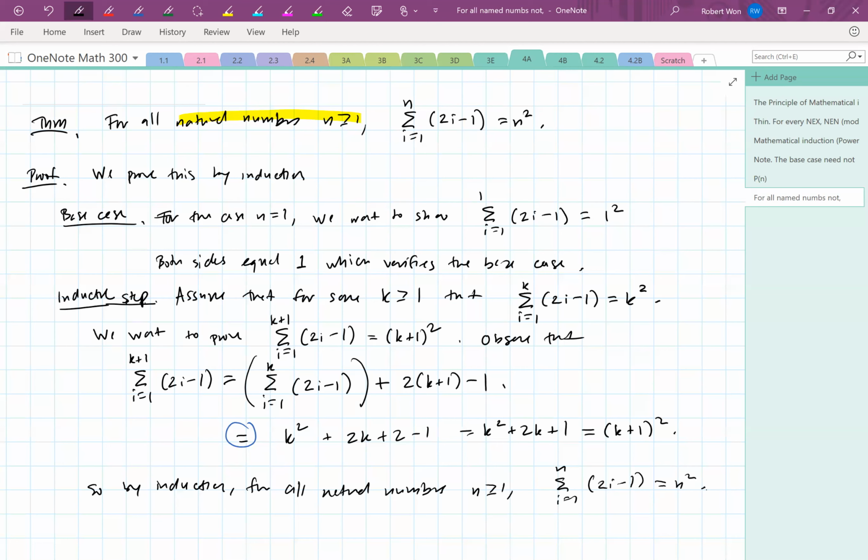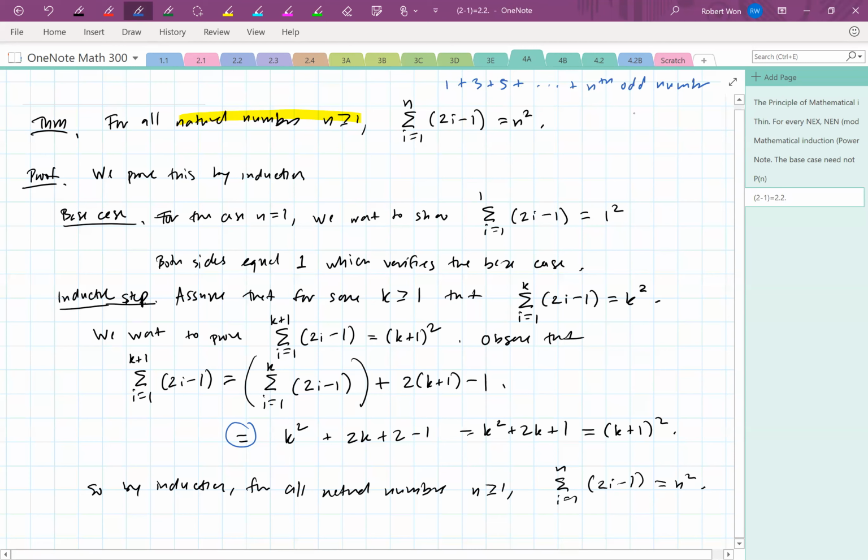This is a non-obvious formula, but it's true. Okay, by the way, what does this formula say? This formula says that if you add up the first n odd numbers, you get n squared. Right, that's really what the sum is. The sum is 1 plus 3 plus 5 plus the nth odd number equals n squared, which I think is not obvious.